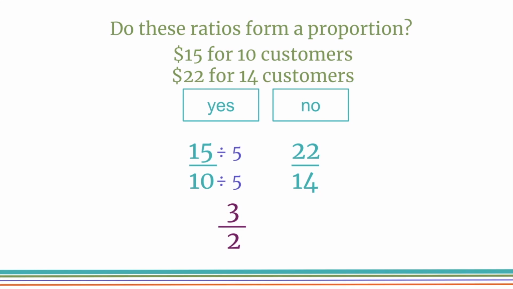The greatest common factor of 22 and 14 is 2, so divide the numerator and denominator by 2. 22 divided by 2 is 11, and 14 divided by 2 is 7. The simplest form of 22/14 is 11/7. Since the 2 fractions are not equal in their simplest form, the 2 ratios do not form a proportion.